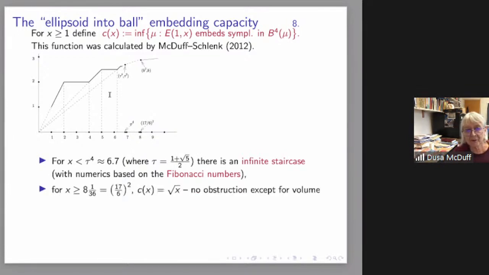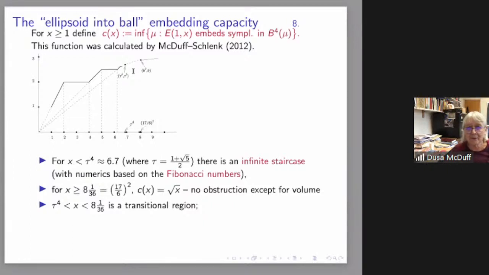And if x is big enough, in fact when it's bigger than (17/6) squared, then there are no obstructions except for the volume. And then in the middle bit, there's some transitional region where sometimes there are obstructions and sometimes there aren't. Felix and I completely calculated what that was, but it's not so interesting because it doesn't have any really understandable structure, except that it's not always above the volume line, and it's either piecewise linear or it's the volume. Now, this we calculated completely in dimension 4.